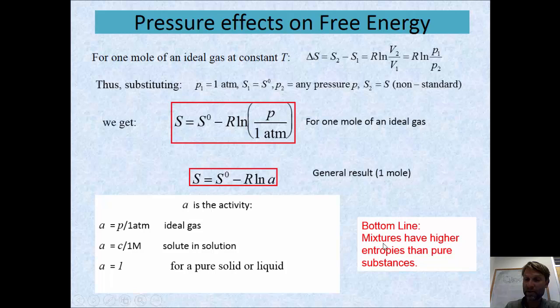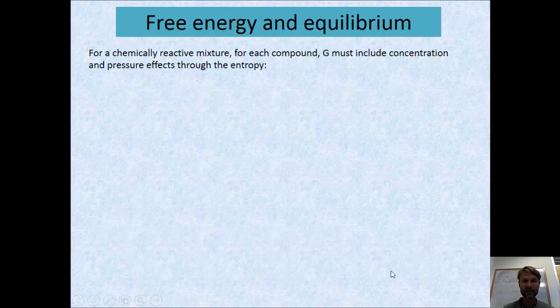The bottom line to remember is that mixtures have higher entropies than pure substances, and that gives rise to a more negative delta G when mixtures are involved relative to pure substances.